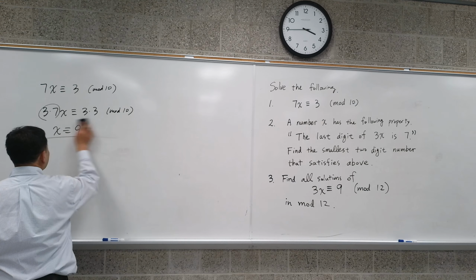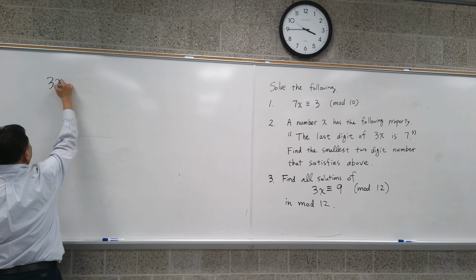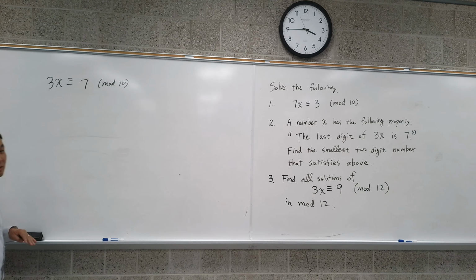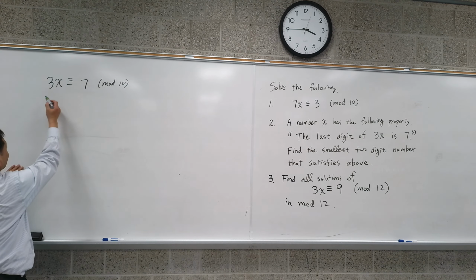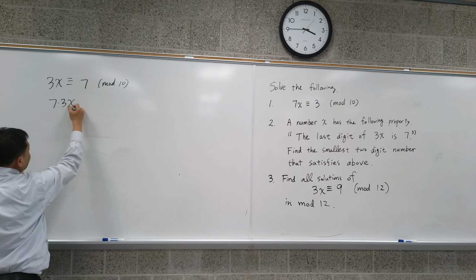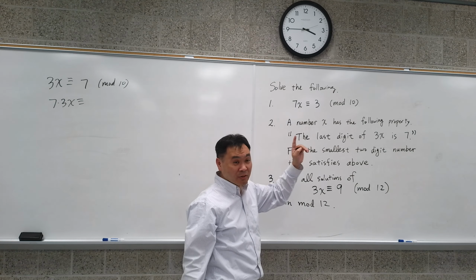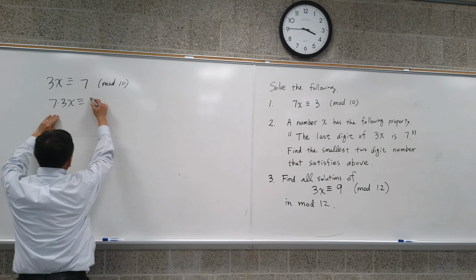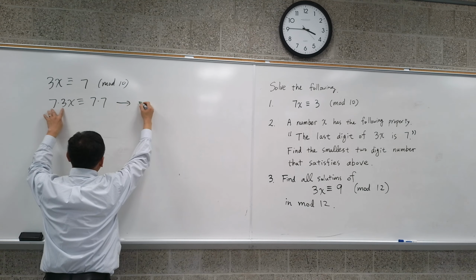Therefore, the equation is really saying the following. X is a number such that if you multiply by 3 and you do mod 10, you get 7. You're looking for numbers that satisfy this. That's the smallest two-digit number. So first of all, you should multiply by 7 because in the previous question we observed that 3 times 7 is 1 in mod 10. So if I multiply 7 both sides, then that's going to make this as 1.